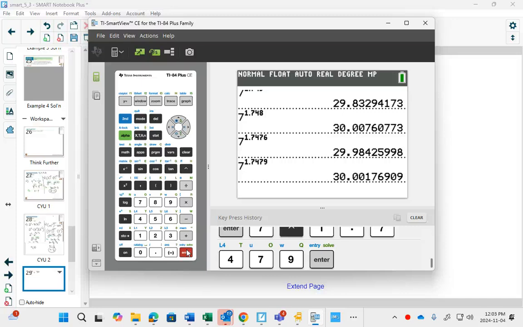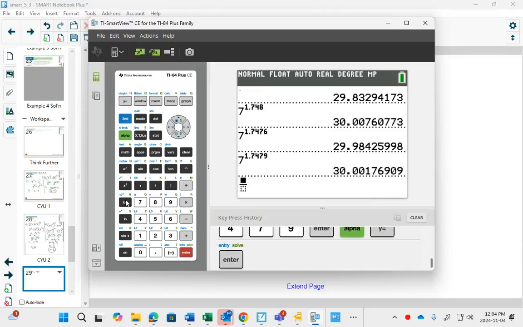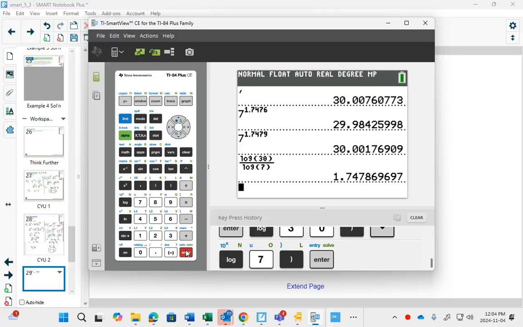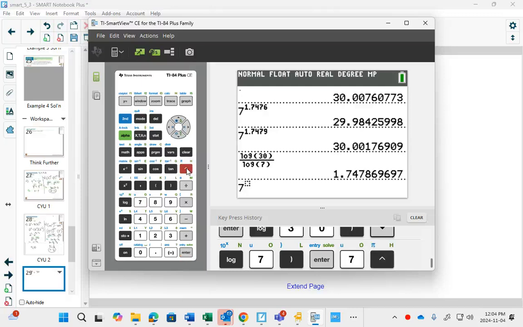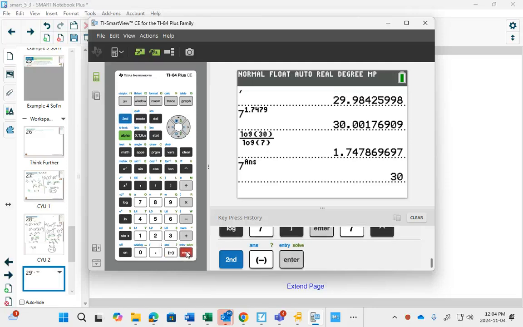And I could keep going, and I could keep getting closer and closer and closer. And eventually, I could figure out what that number would be. 1.747869697. That would be, look at that. If I do 7 to that exponent, you get 30 exactly.